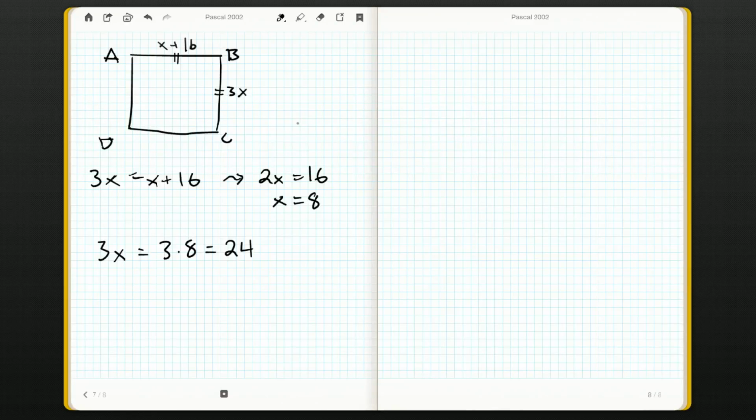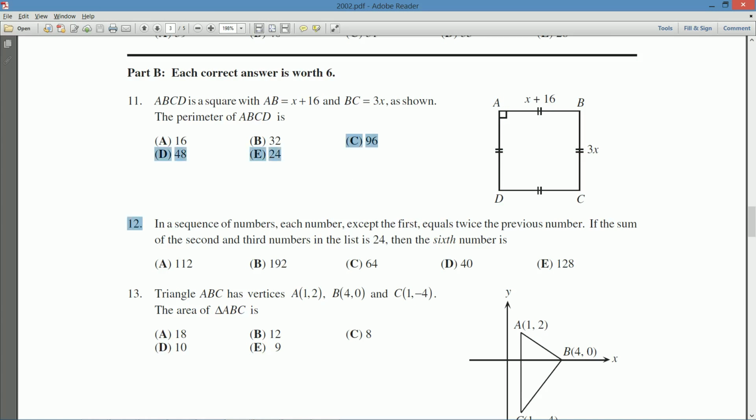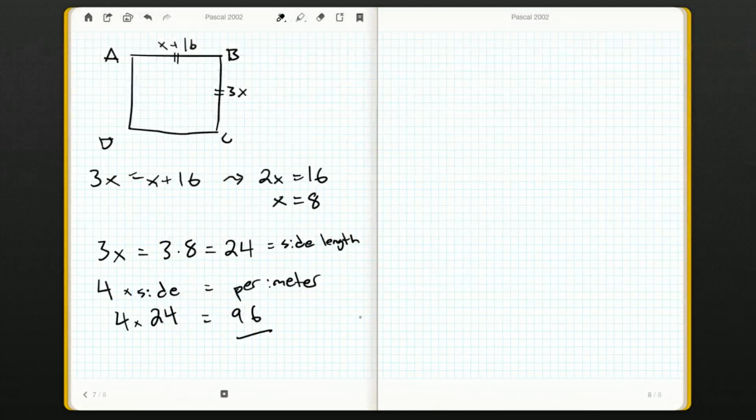So now that we have a side length, 4 times a side length is the perimeter. This works for any square. So we need 4 times 24, because 24 was the side length we just worked out, and that turns out to be 96. And 96 is one of the answers. I think it was D, but let's just check. Nope, it was C. So we bubble in C, and we've done the first question in part B.